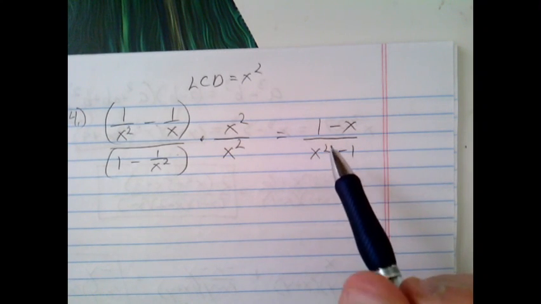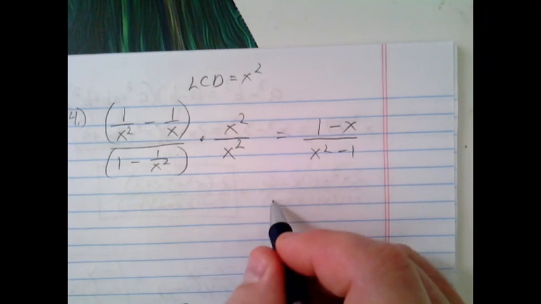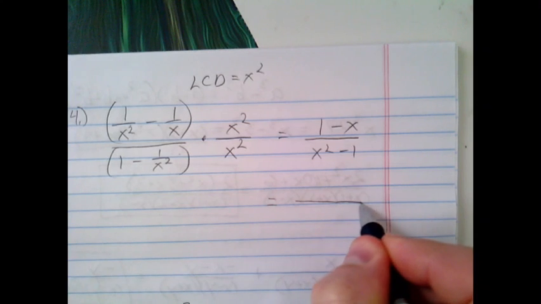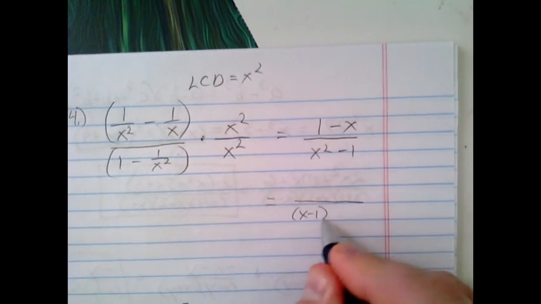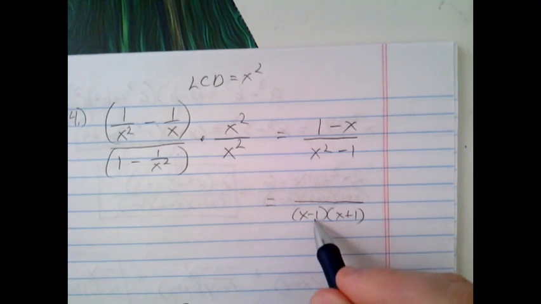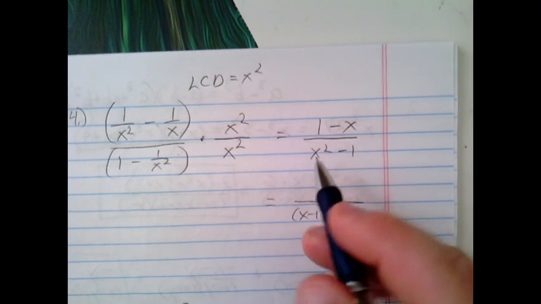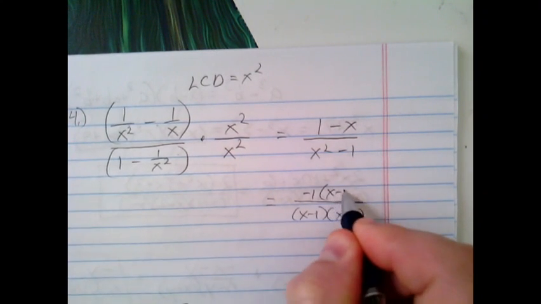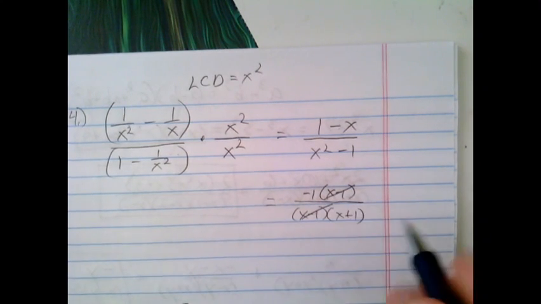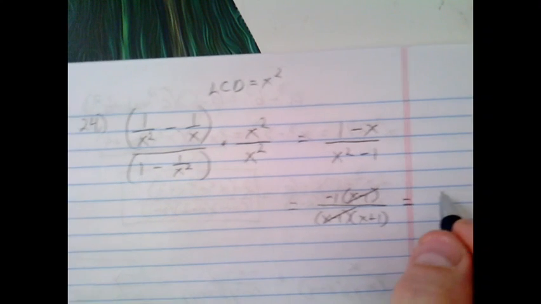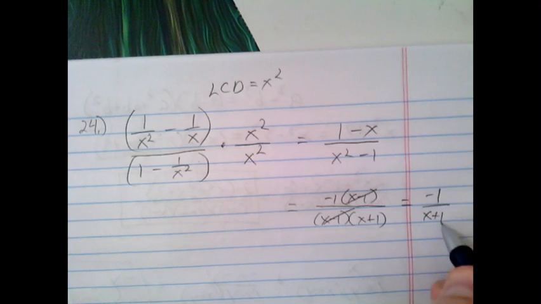Sometimes that's all there is to do. But always, if your answer is a fraction, you should look for ways to simplify it. Now here's what I see. I see the denominator is a difference of squares. I could factor that as x minus 1 times x plus 1. And as soon as I see that x minus 1 in the denominator, it makes me think that up here in the numerator, I should factor out a negative 1 to make a factor that matches up with the x minus 1. So my final answer on number 24 is going to be negative 1 over x plus 1.